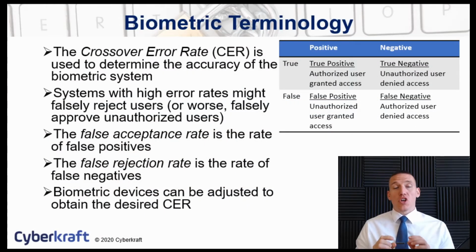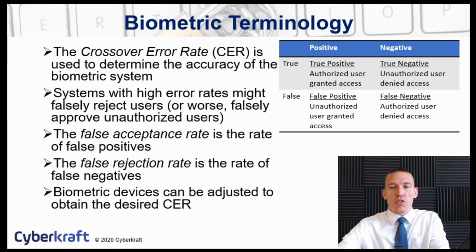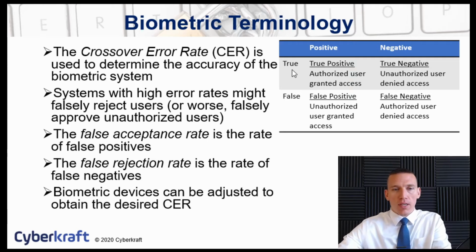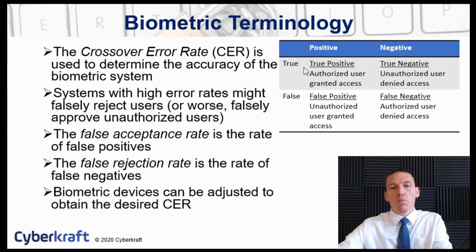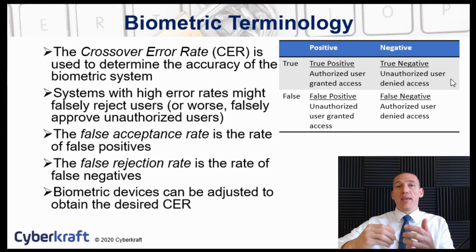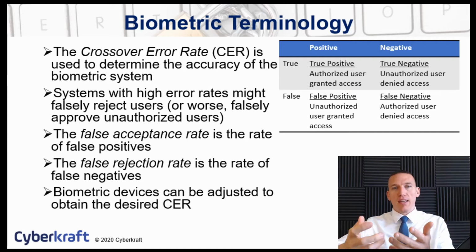In biometrics, the crossover error rate is used to determine the accuracy of the biometric system. So we have a few different types of biometric errors. The true row denotes when the device is working properly. The false row denotes that the device is malfunctioning. So a true positive means that the device successfully authenticated an individual.